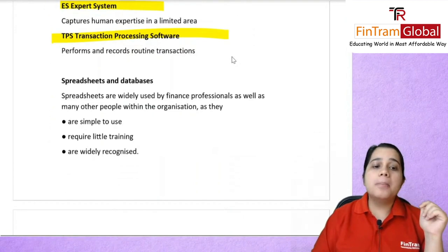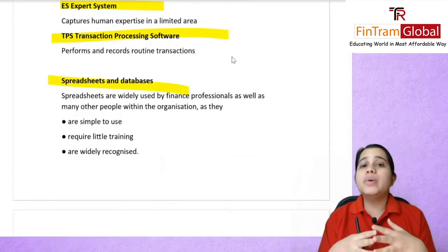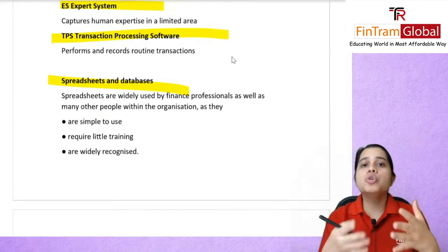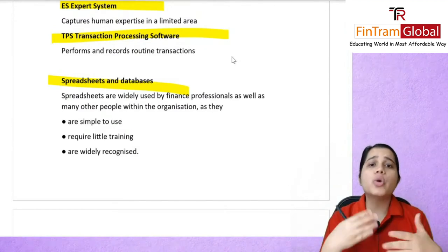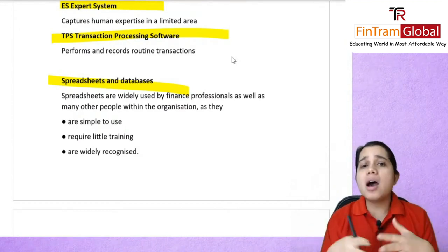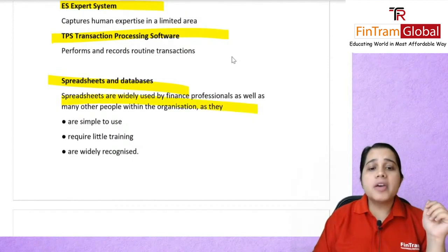Next, we will talk about spreadsheets and databases. We covered this in our session. What did we learn here? That spreadsheets, your Excels that you use, you can put in a lot of data, use many formulas, filter out data, and use pivots. So they are widely used by finance professionals.